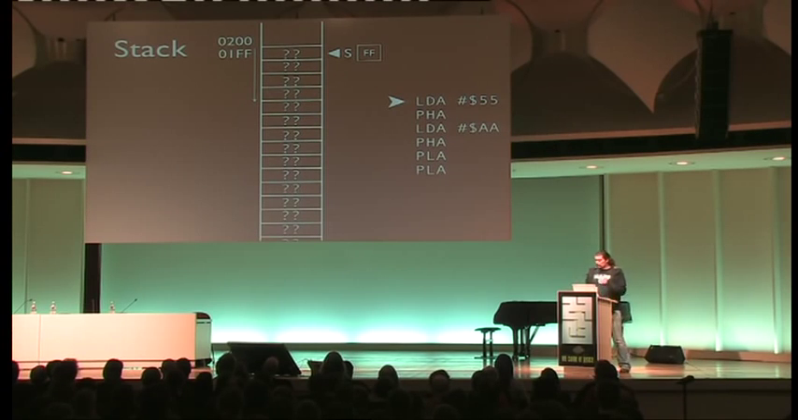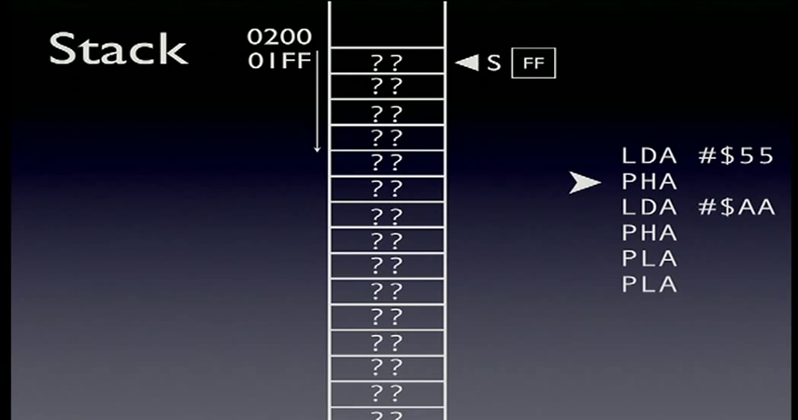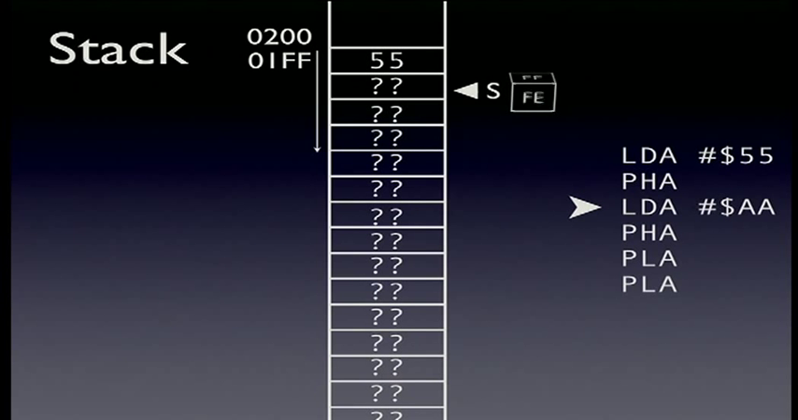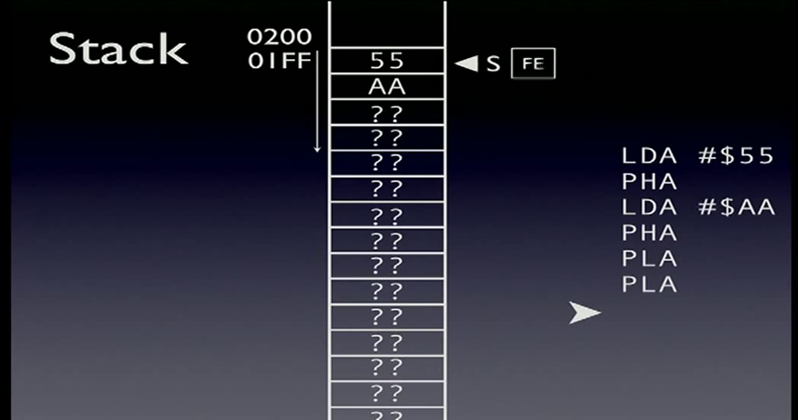Stack doesn't need much addressing. It's all implicit instructions. Stack works like this. Normally you would initialize it to FF, which is the top of stack. If you push something on the stack, it stores it first and then decrements the stack pointer. Let's do that again. Let's push something, it stores it where the stack pointer points and decrements the stack pointer. If we pull something, then it increments the stack pointer and then reads from that address. Let's do it again. Increment and read.